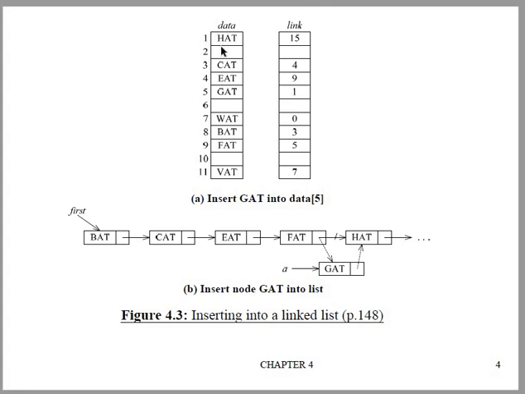And now gat is stored in the fifth location. That location we have to copy to this fat link. The fat link will become 5. In this way the links will be changed.